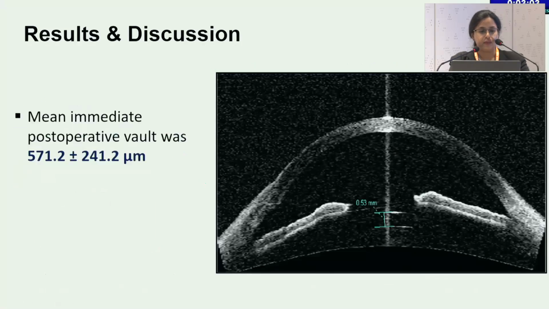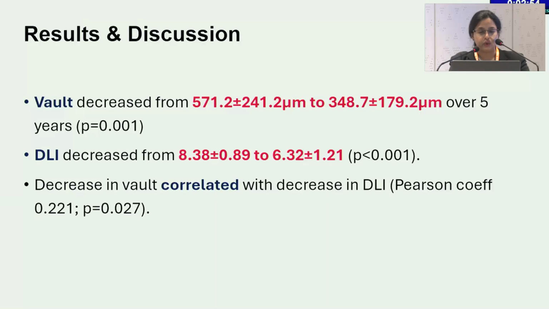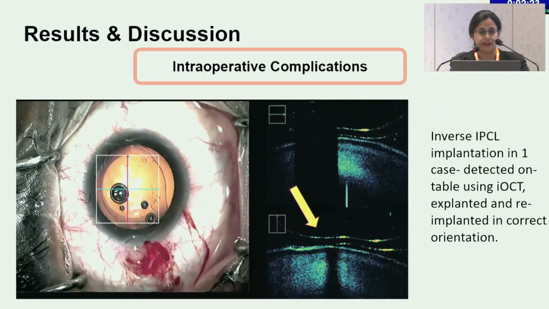The mean immediate postoperative wall was 571.2 plus minus 241.2 microns. The wall decreased to 342.8 plus minus 179.2 microns over 5 years with a significant p-value of 0.001. The dysfunctional lens index decreased from 8.38 plus minus 0.89 to 6.32 plus minus 1.21 with a p-value of less than 0.001. The decrease in wall correlated with a decrease in dysfunctional lens index with a Pearson coefficient of 0.221 and a p-value of 0.027.